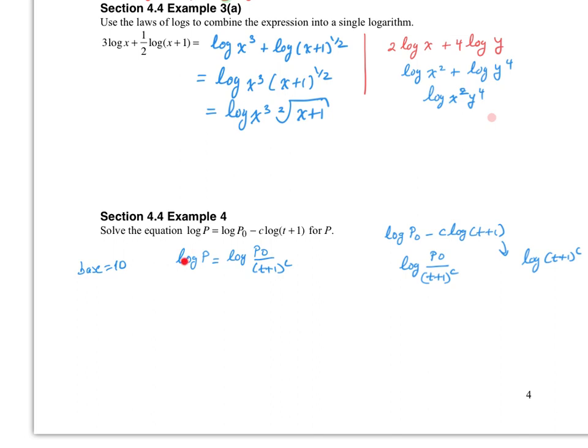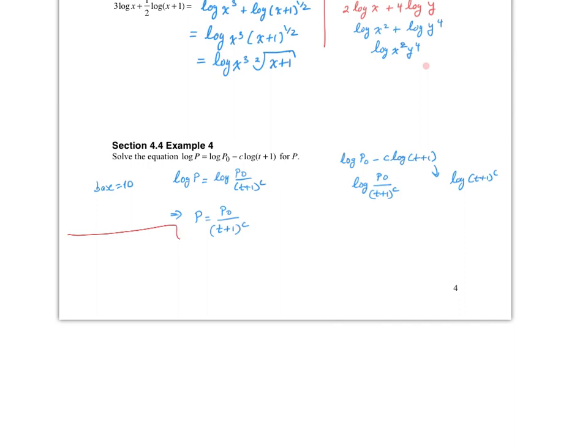Now, if you have log here and log here, there is no need to switch to exponent. Otherwise, you have to solve it. In this case, you can just literally cancel them out. And from here, this means that p is equal to p0 over t plus 1 to the c power. That's it. All right, let's do one more last example that is less abstract than that one.